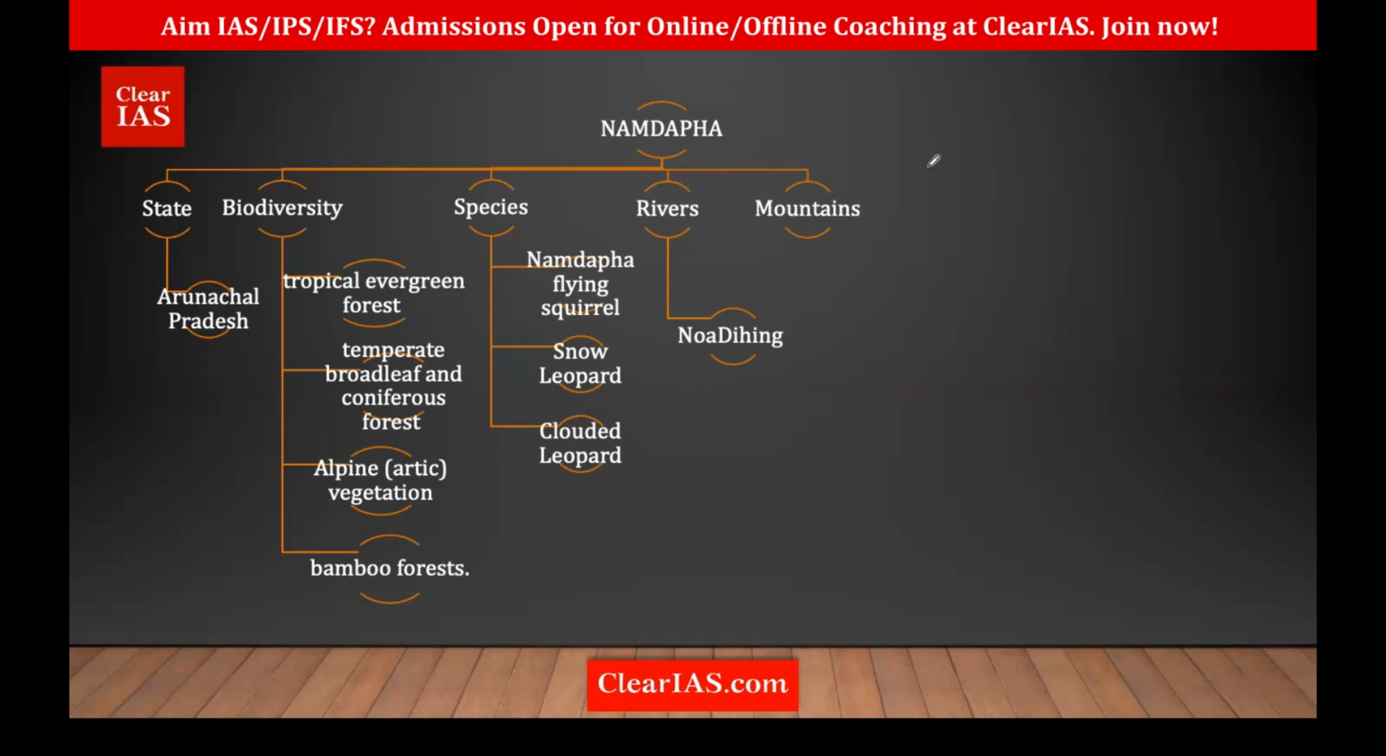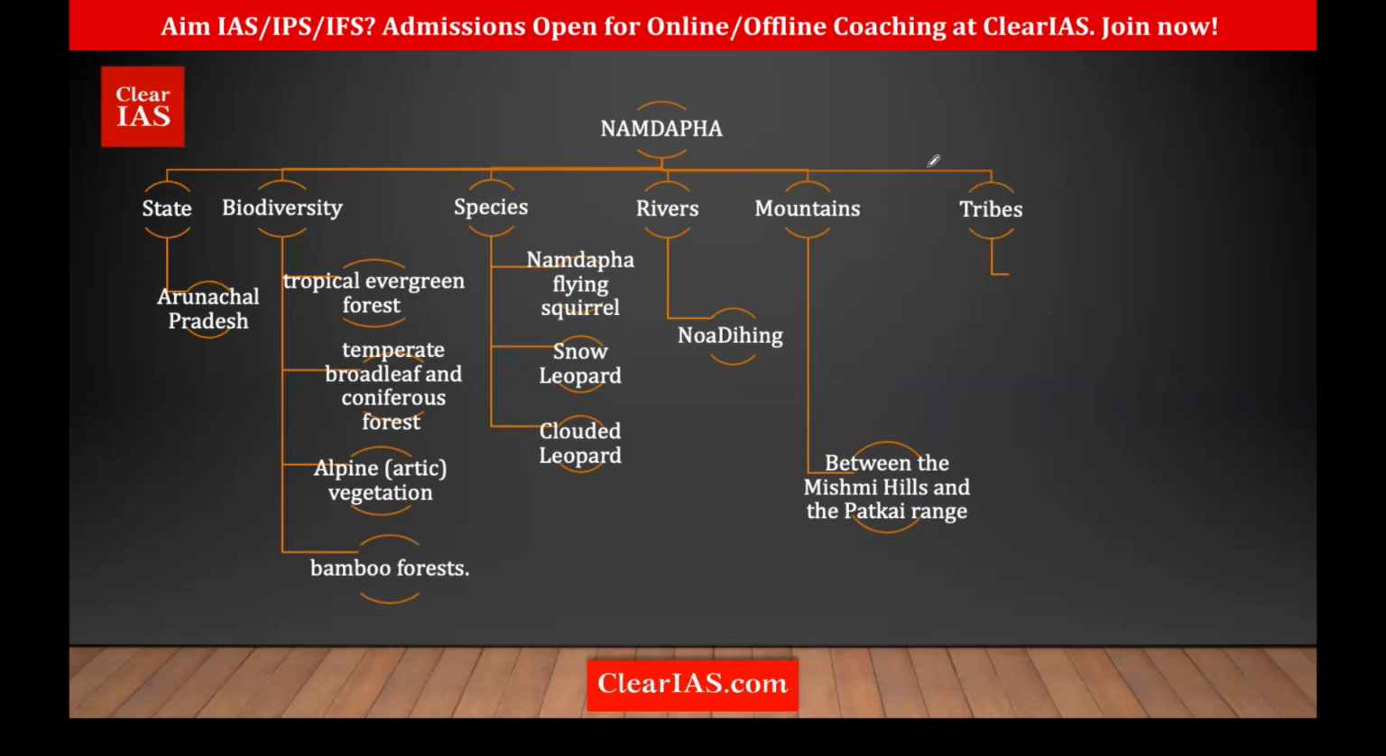And what mountains are found here? This is actually between the Mishmi Hills and the Patkai range. Patkai Bum is part of the northeastern hills or the Purvanchal, and Mishmi is part of the eastern Himalayas. So Namdapha is actually between these two. And that is why we have so many different kinds of vegetation here.